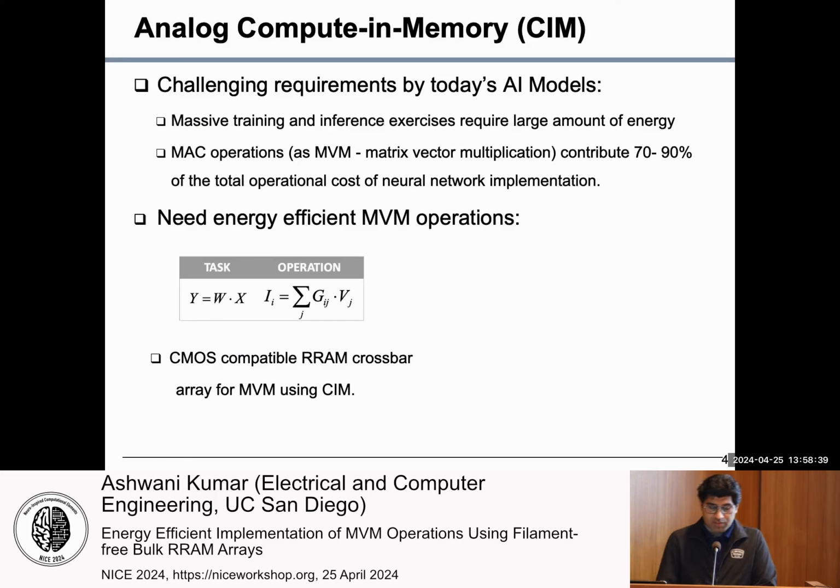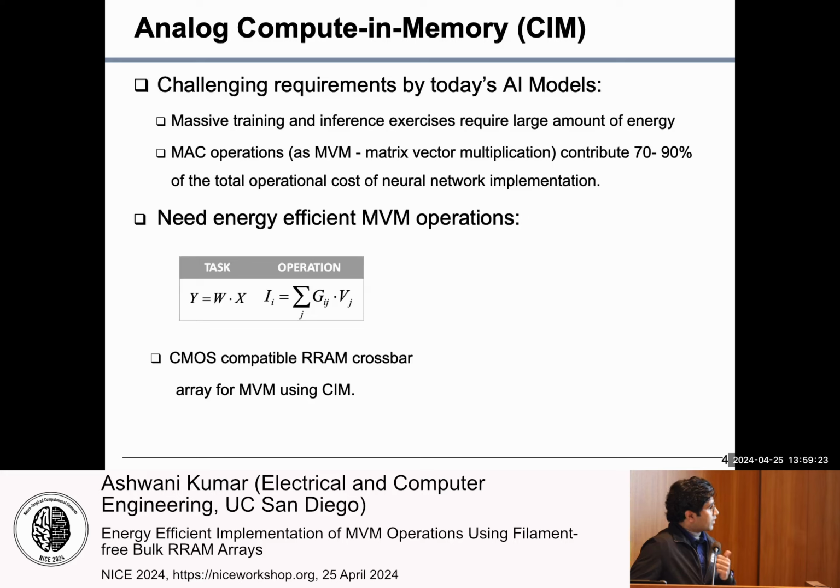So how can we define compute in memory operations? As we know, AI models require massive training and inference exercises, and they need a large amount of memory. When you need this amount of exercises, you consume a lot of energy. However, the maximum portion of this energy consumption comes from the MAC operations, which we also refer to as matrix vector multiplications, a 70 to 90% contributor. So the key to reducing the overall energy consumption is implementing the MVM operation in an energy efficient way.